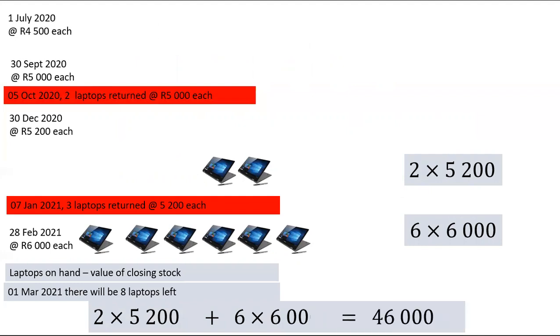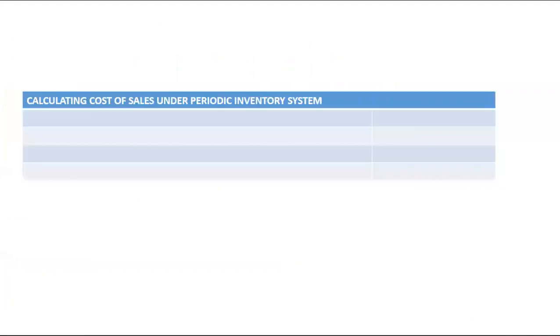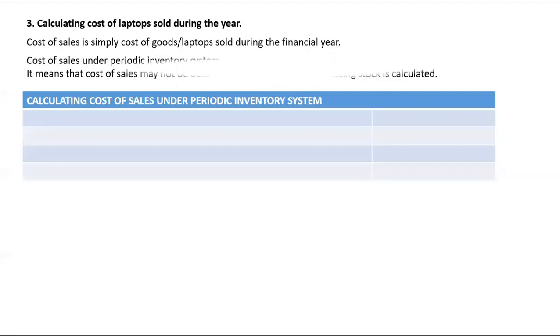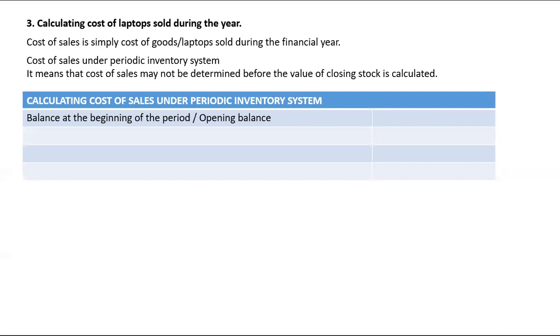46,000 rand. When we calculate the cost of sales under the periodic inventory system, we're going to be using a simple method. First of all, what is cost of sales? Cost of sales is simply the cost of goods or laptops sold during the financial year. Under the periodic inventory system, the cost of sales may not be determined before the value of closing stock is determined. We now have the value of the closing stock, so we're going to use this formula to calculate cost of sales.